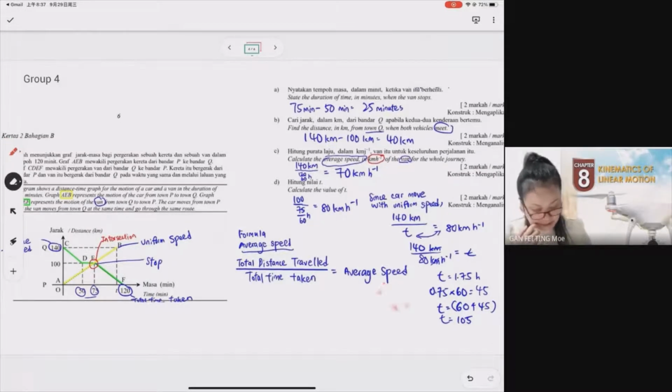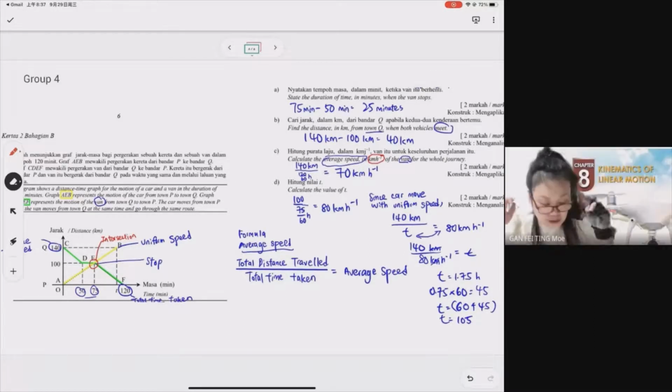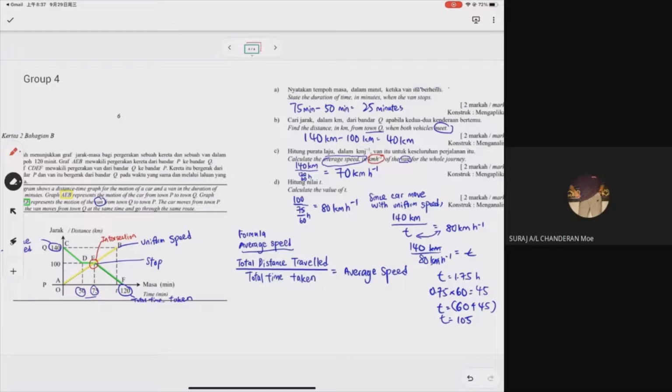Start your presentation. Each of you take one. Wei Hing, you take A, Junyi take B, Nurin take C, Suraj take D, or anyone. Teacher, I take A. Okay, Suraj take A. They ask to state the duration of time in minutes when the van stops.